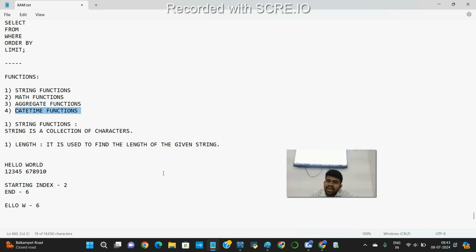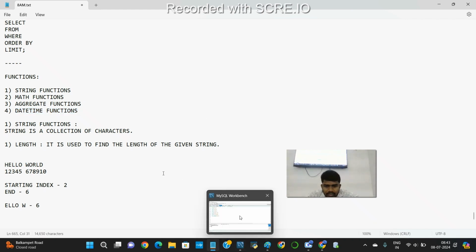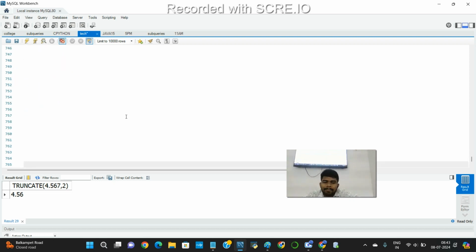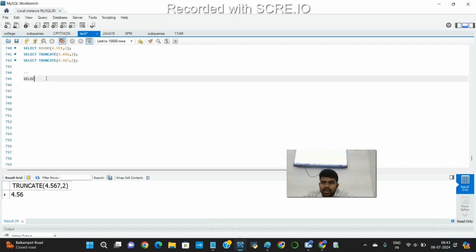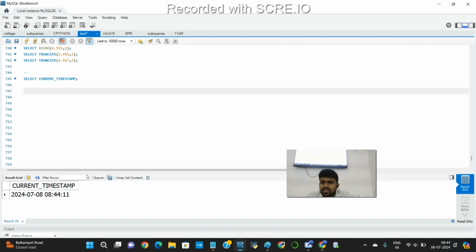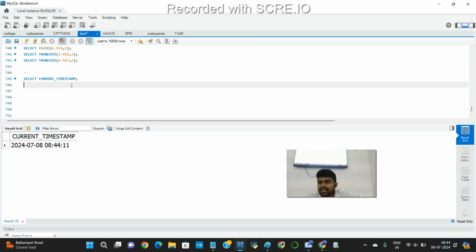Now let's discuss date time functions. We will discuss aggregate functions later. For example, I want to fetch the dates. Let's give current timestamp. What is the meaning of current timestamp? It will fetch today's date.